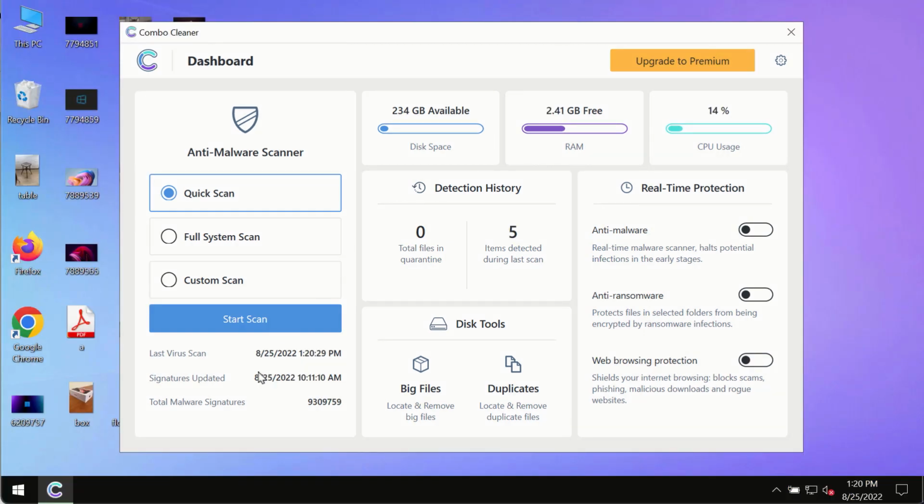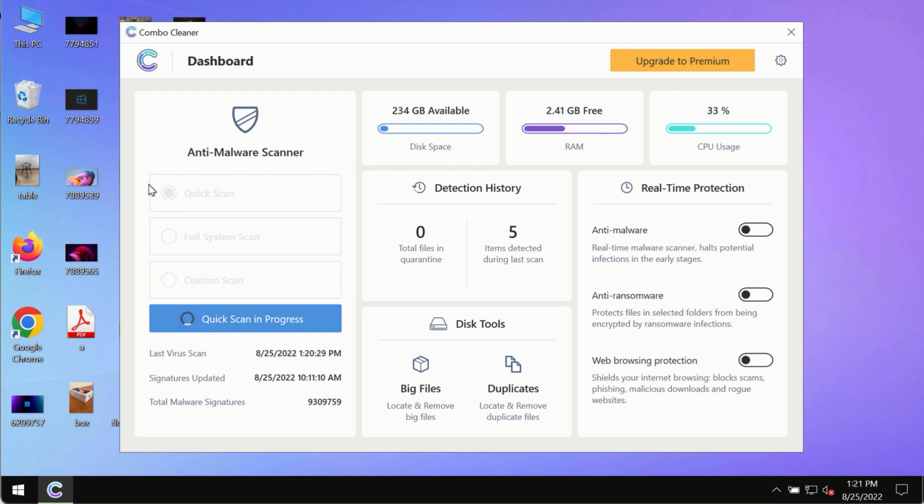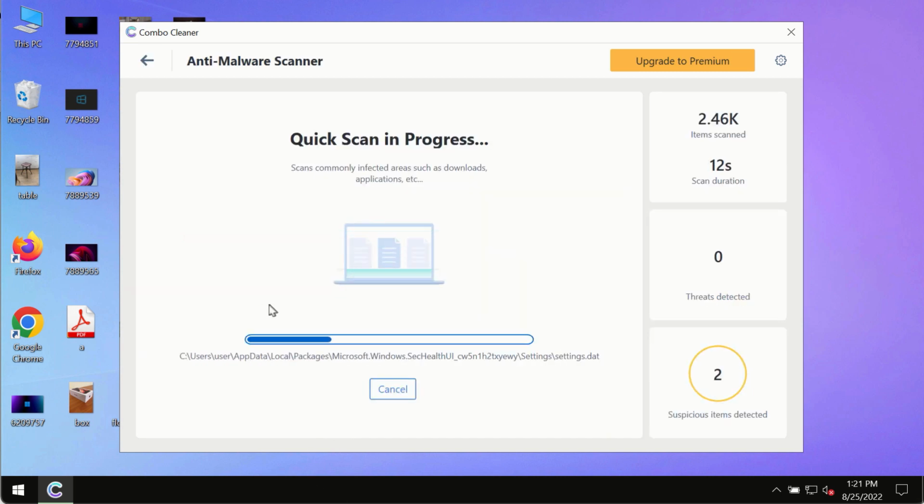After you have successfully downloaded and installed Combo Cleaner Antivirus, make sure you click on Start Scan button. Initially, the program is in the trial mode, so only the quick scan option is so far available in the trial mode. The program most likely will first of all update its anti-malware database, and of course this is crucial for proper detection and removal of any malware, ransomware, adware or other infections.